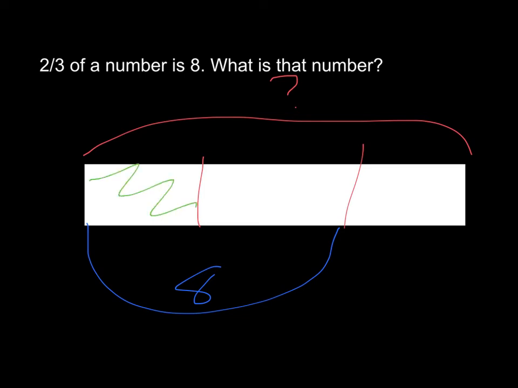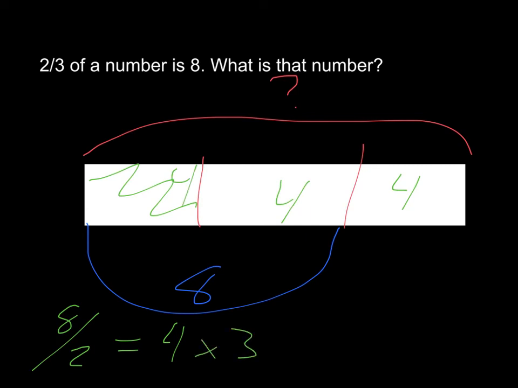So if I have 8, and then I'm dividing that between 2 sections, I know that there's 4 in each section. And if I do 4 in each section, 4 times 3 is 12. So 2/3 of 12 is equal to 8. Try this last problem on your own.